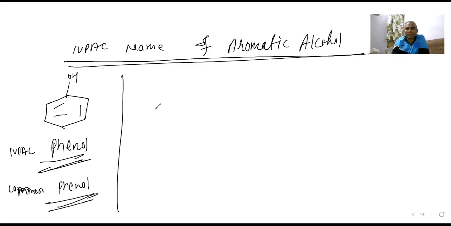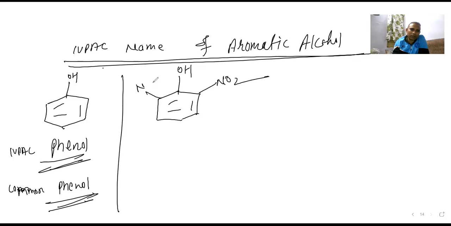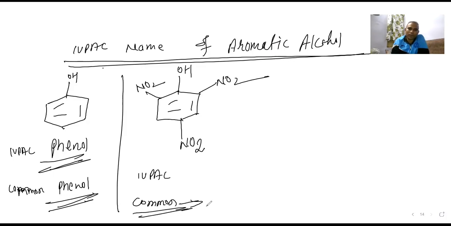Now let us try to understand. Here, what can be the name? Here the OH group is there, and here we have NO2, here also NO2, and this is also NO2. You tell me the IUPAC name. The common name is different. I already told you, this is picric acid.